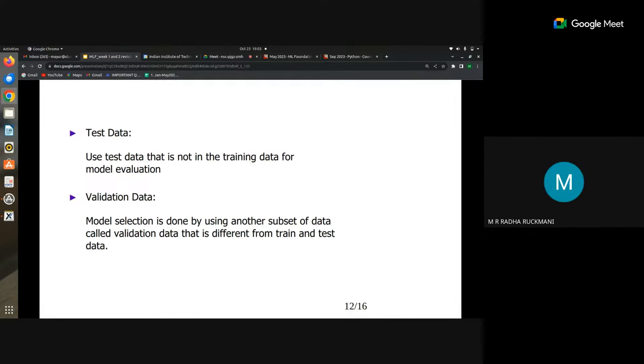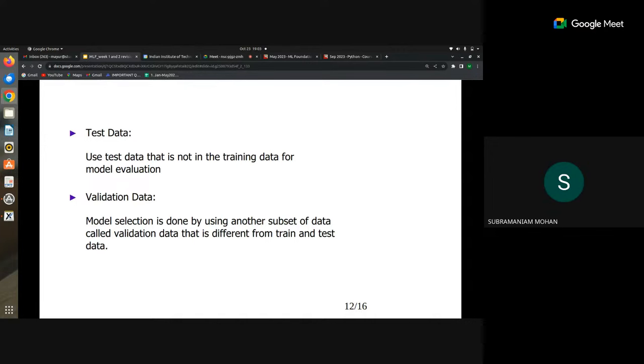So validation data is a little part of training data. We keep it aside, and we use the training data to first devise the model, and then we test this model on the validation data to check whether the error is less. Once the error is less, we finalize that this is the model that we are going to use. And then we use the test data to test this model.